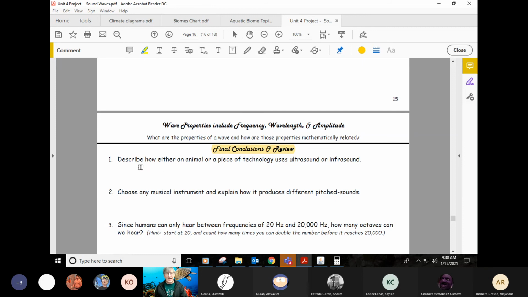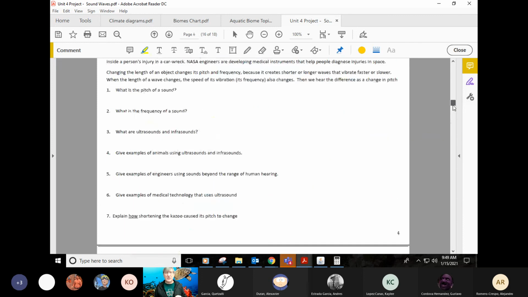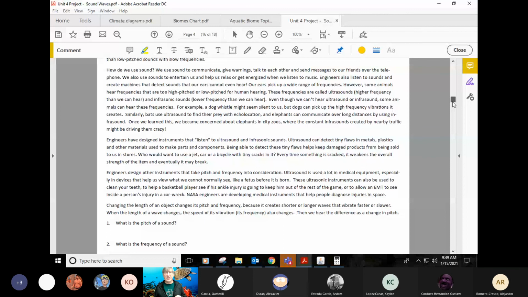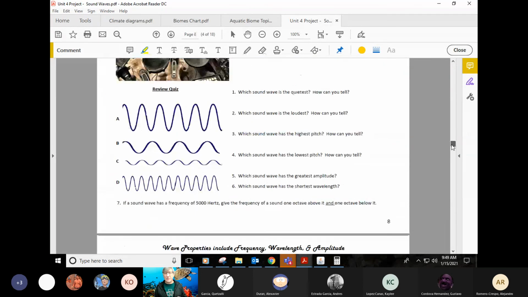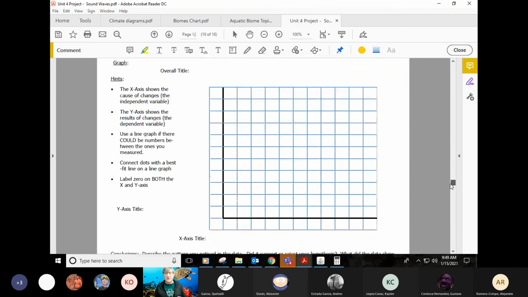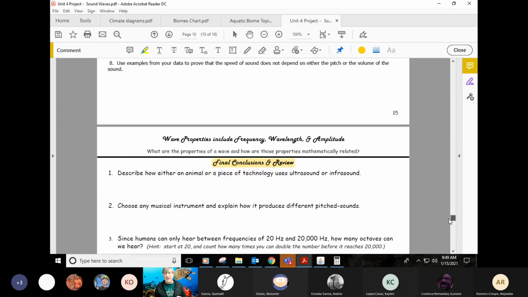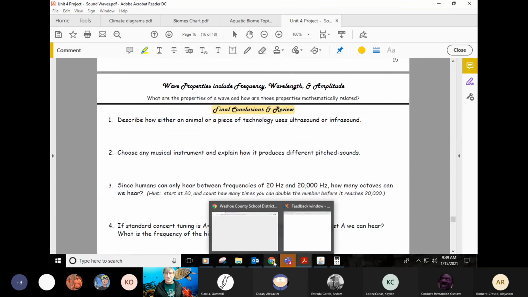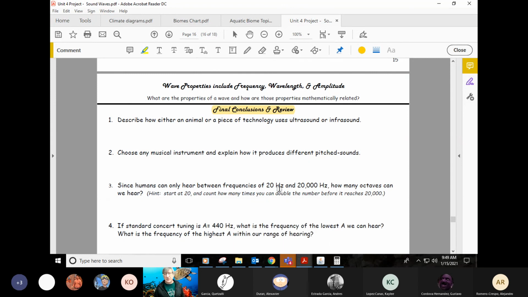I'll give you a hint, like describe how either an animal or a piece of technology uses ultrasound or infrasound. And that was discussed way back here in this reading on page 4, ultrasound and infrasound. So you might have to refer back to earlier things that we did. Now, one thing I would like to do before I turn you loose is talk about ultrasound, infrasound, and human hearing a little bit between 20 and 20,000 hertz.